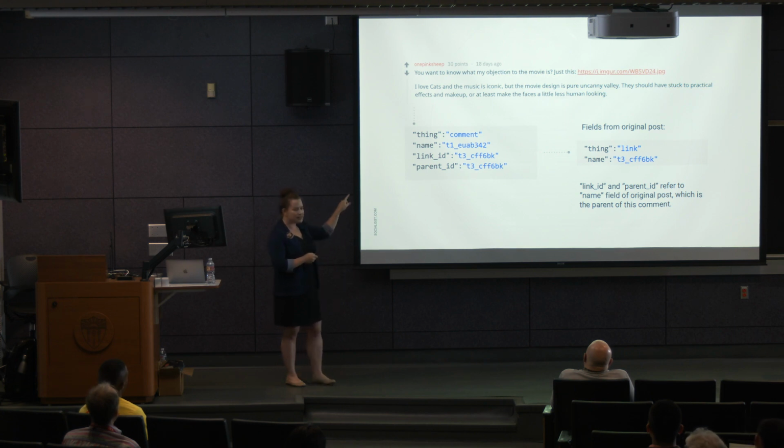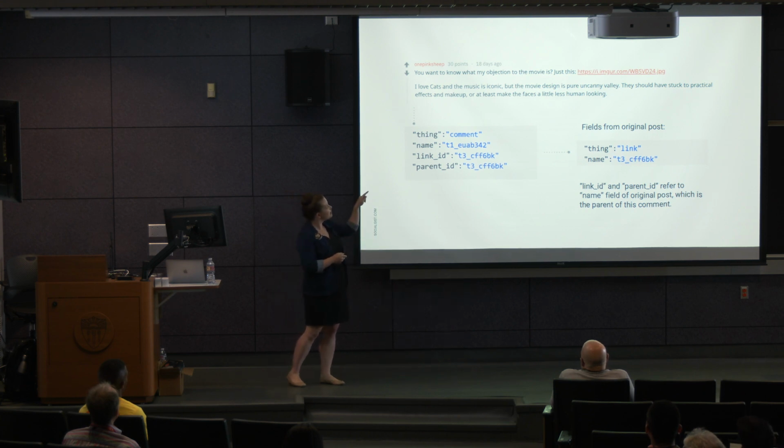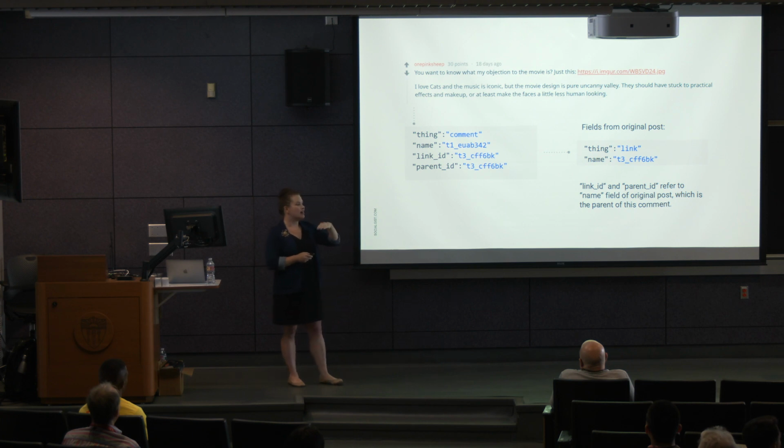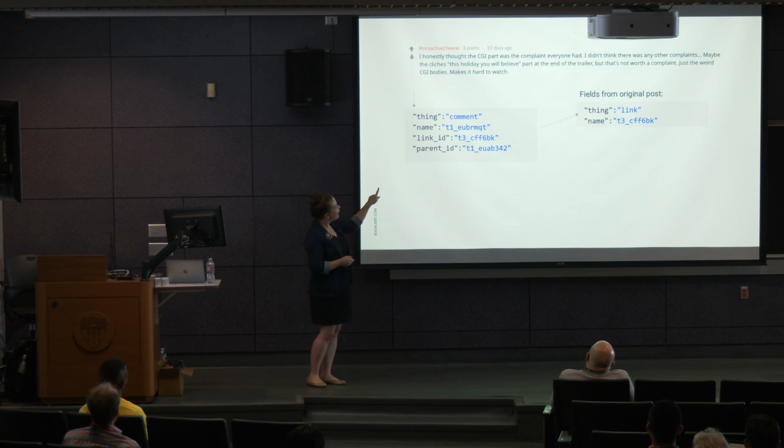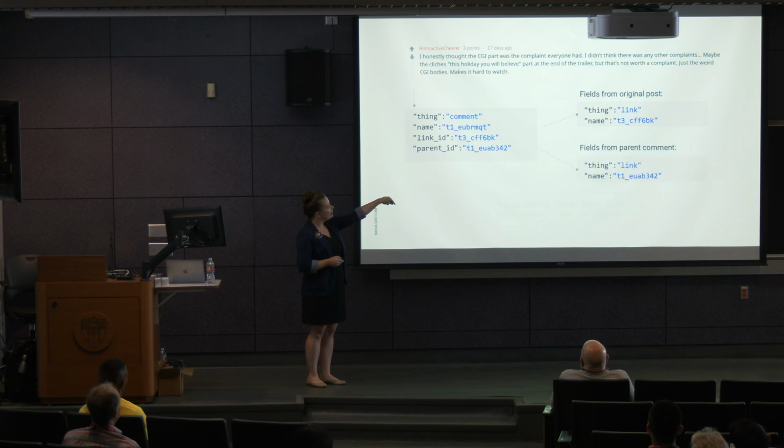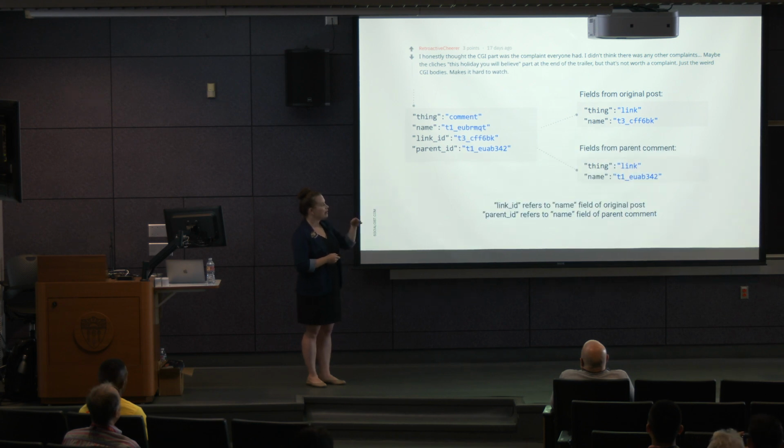So the link ID is always going to match up to the name field of that original post. And in this case, because it is a comment on the original post, the parent ID also matches because that's the ID of the post or comment directly above it. So if we look at that nested comment, we see that, again, we're matching to the original name field with our link ID, and here we're matching to the parent comment.